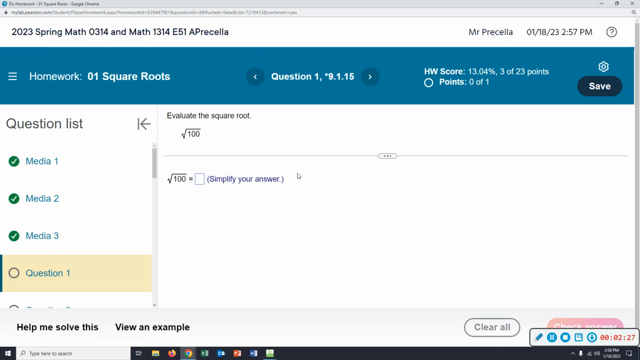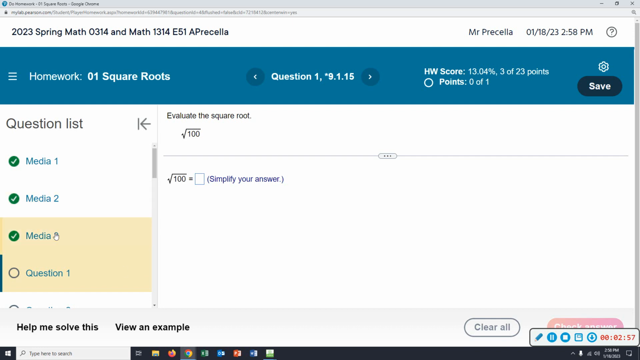Problem number 1 says evaluate the square root. That symbol there, that looks sort of like a check mark, is called a square root symbol. It's also called a radical sign. I'm going to write down this problem number 1, and then we'll discuss how to do it. The square root of 100.